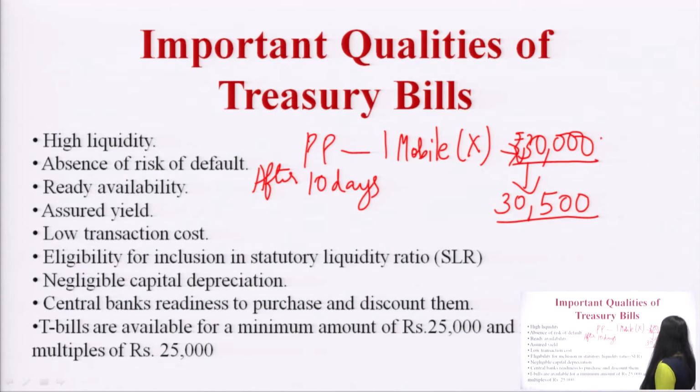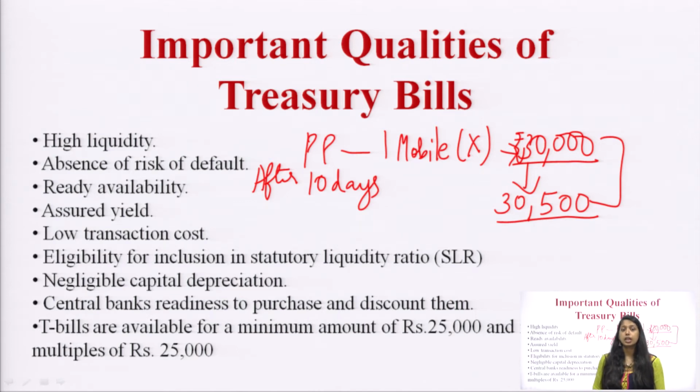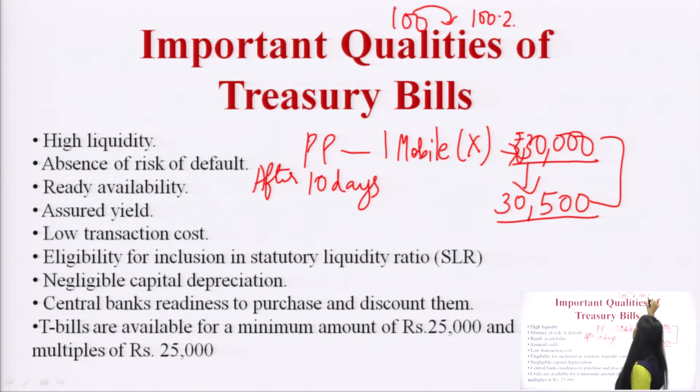So, there won't be a difference of 500 rupees because it might be a huge amount for somebody. When T-bills are considered, if you can buy anything at 100 rupees today, the value may increase to 100.2, but there won't be a major change in the value. So, they do consider the differences when they are issuing it. The central bank's readiness to purchase and discount them. So, central banks are always ready to buy and to discount those things.